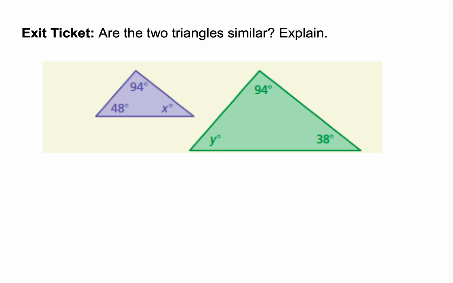All right, last one. Go ahead and pause the video and try this on your own. All right, let's check our answers. Are the two triangles similar, and explain? We've got 94 in common. In order to have another one in common, this X would have to be 38. So let's see if that works.